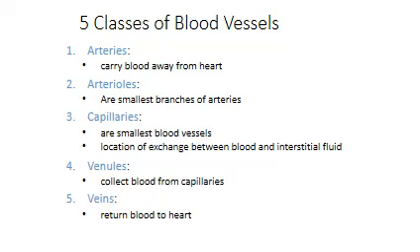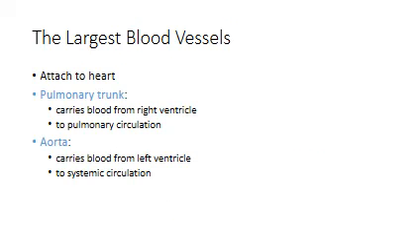So there are 5 classes of blood vessels. The first one is the artery. They carry the blood away from the heart. Arterioles are the smallest branches of arteries. The capillaries are the smallest blood vessels. They are the location of exchange between blood and interstitial fluid. Then there are venules. They collect the blood from the capillaries, and the veins return the blood to the heart.